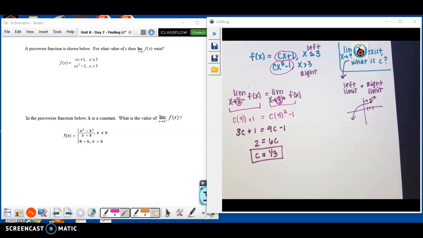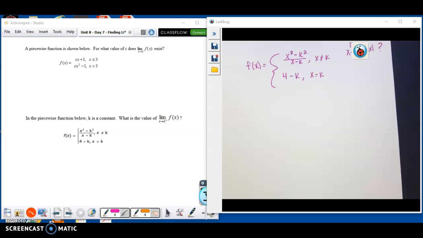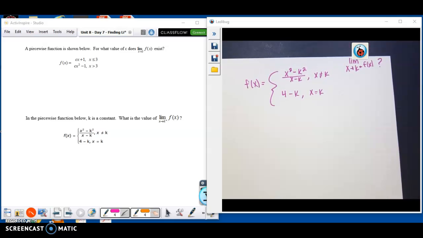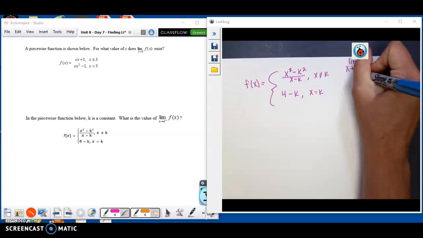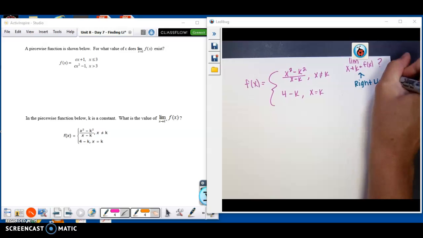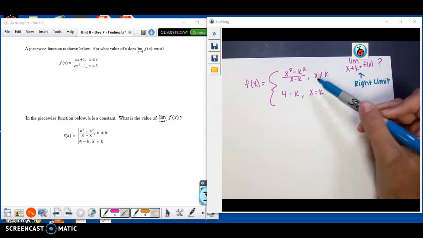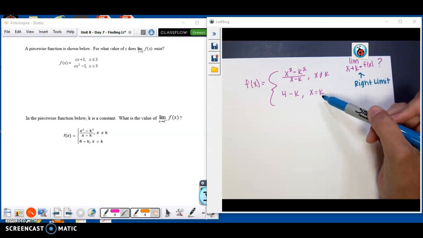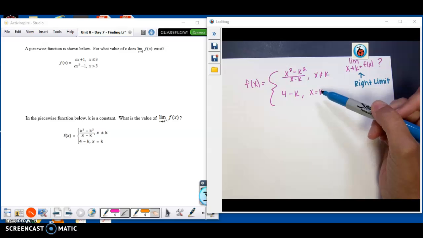Okay? So then our last problem, we have another piecewise function. We're trying to figure out the limit as x approaches k from the right. So we're trying to figure out the right side of the limit. This one's a little different. In the piecewise function, it tells you x is not equal to k, and it tells you x equals k. It doesn't say this one's on the left, this one's on the right.